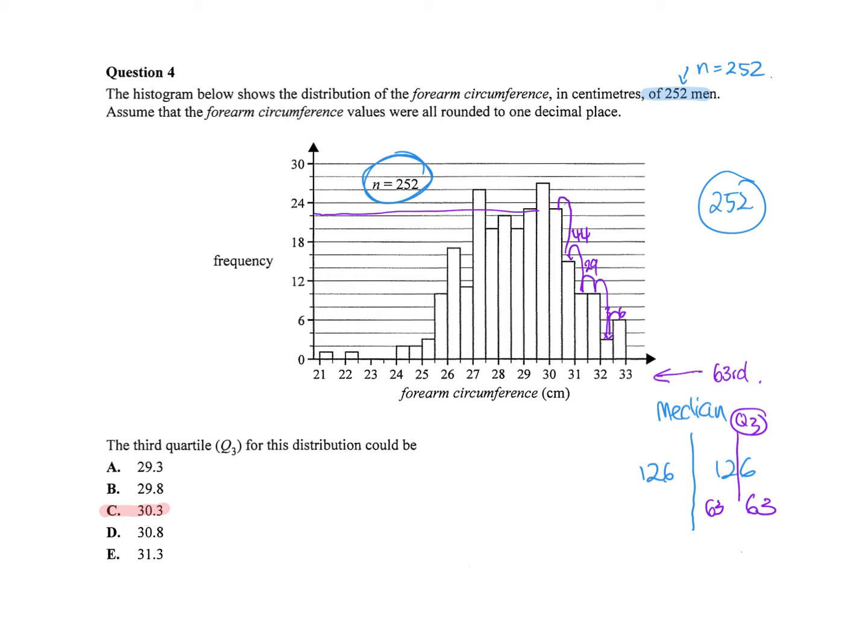So I'm definitely in this column here hitting that 63rd mark. Oh, sorry, I went a bit too far, didn't I? In this one, we're hitting the 63rd one. So if you look at that, that's between the 30 and the 30.5. So which answer is the only one between those values? And it is C, okay?